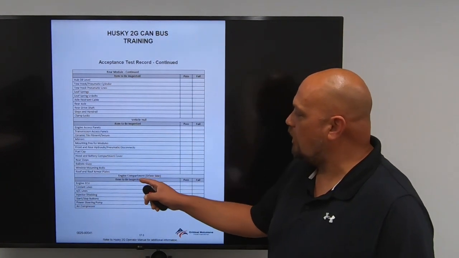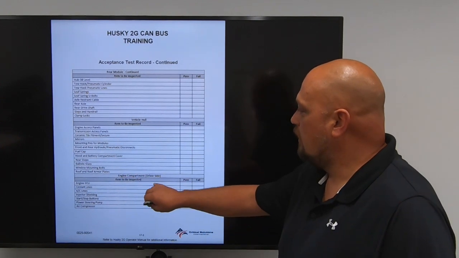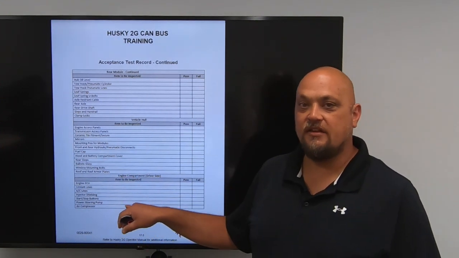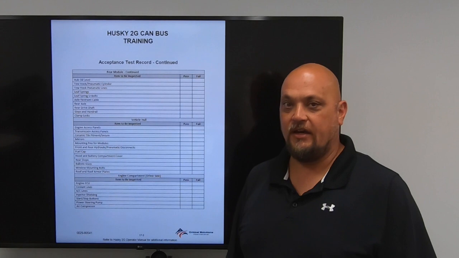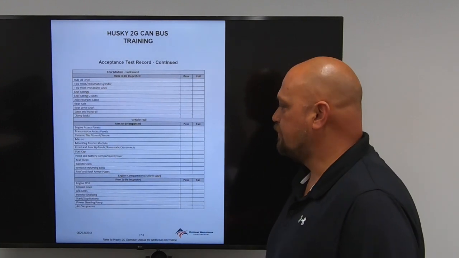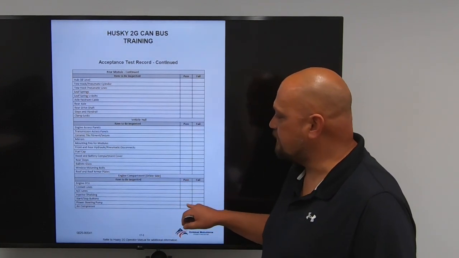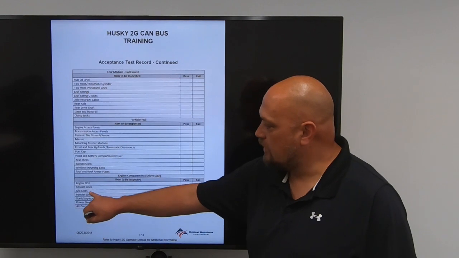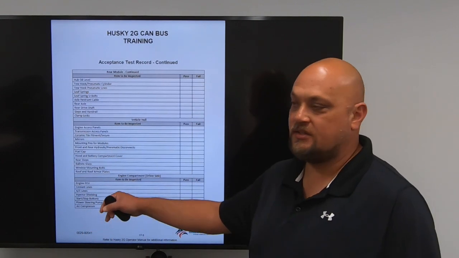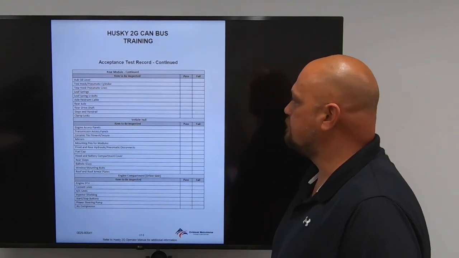Once completed with the vehicle hull, you move to the engine compartment. Here it states driver's side. Driver's side of this vehicle is the left-hand side of the vehicle. Again, pass or fail with your itemized list. You'll want to check for any damages, leaks, and so forth.